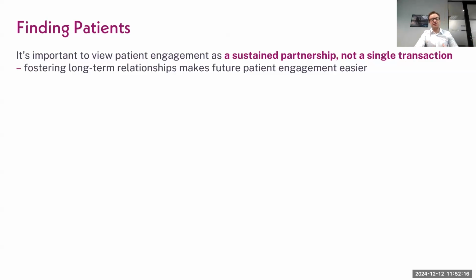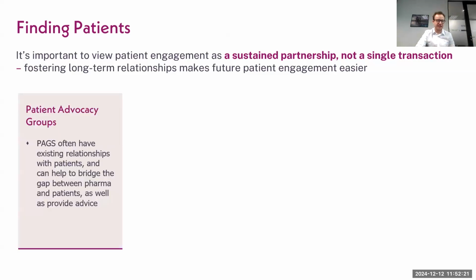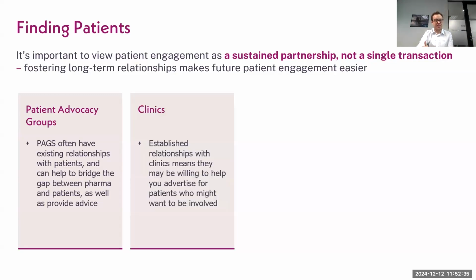Thinking about the practicalities, though, there are a few different ways to go about this if we're not quite sure where to start. Patient advocacy groups are a really good place to start. They often have existing relationships with patients. They can help to bridge that gap initially between pharma and patients, as well as provide advice on how to do it. Establishing relationships with clinics might mean that they will be willing to help advertise for patients who want to be involved in certain patient engagement initiatives.